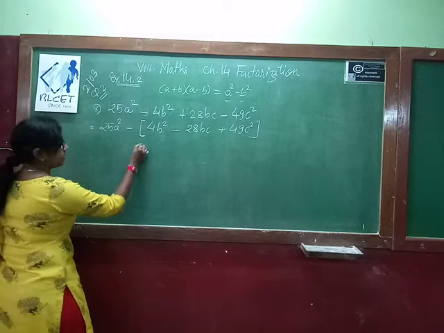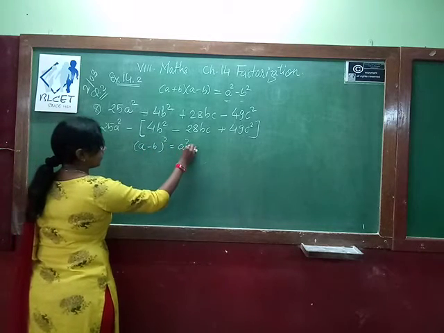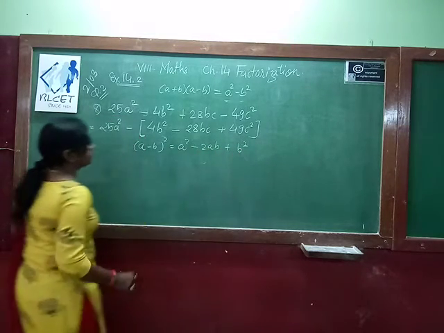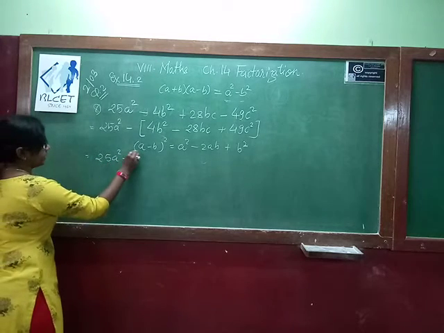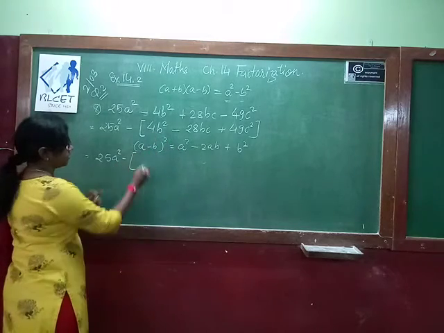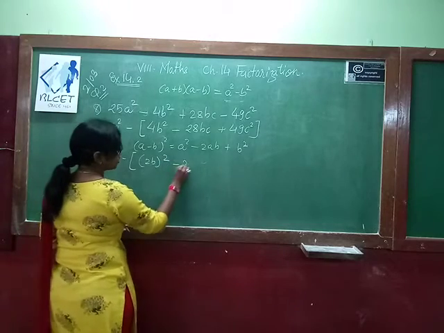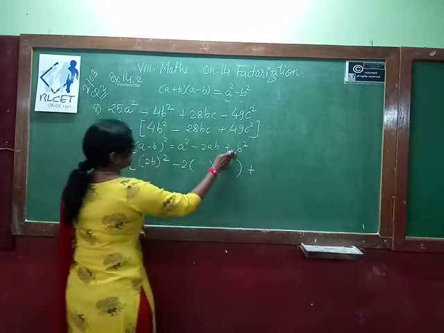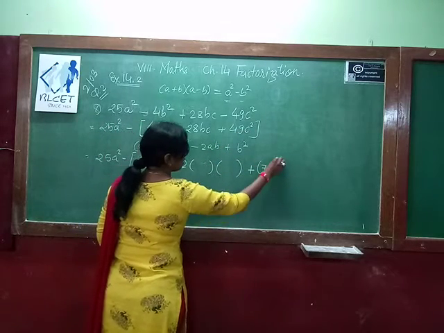Which identity? a minus b whole square is equal to a square minus 2ab plus b square. So 25a square remains as it is, minus a square, which for your first term is 2b whole square, minus 2. Yesterday only I explained to you how to do this. b square means 49c square, so this is your 7c whole square.